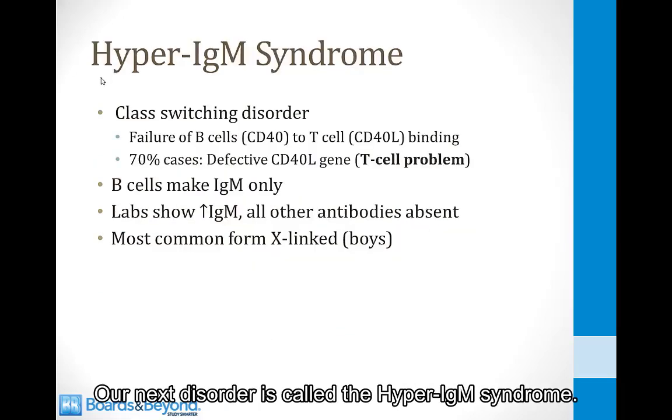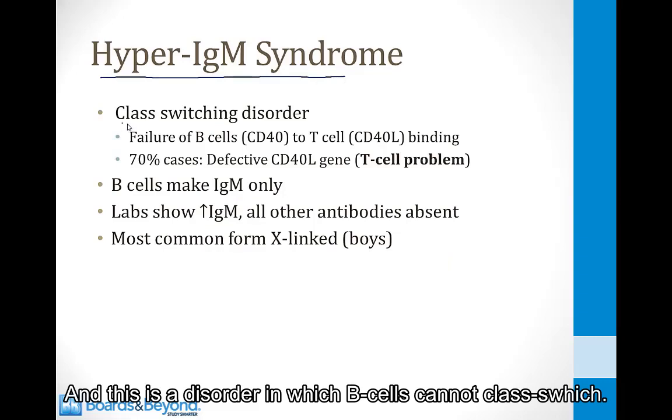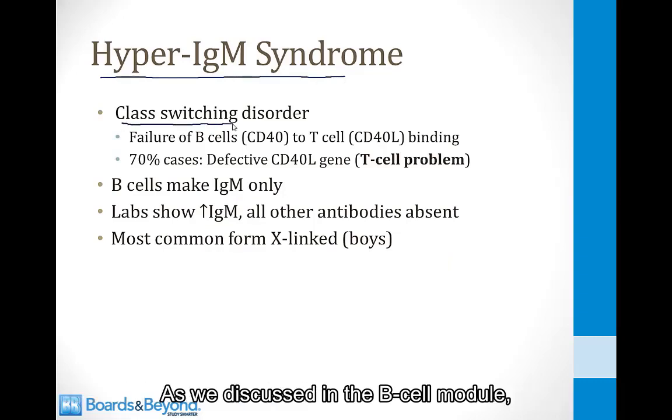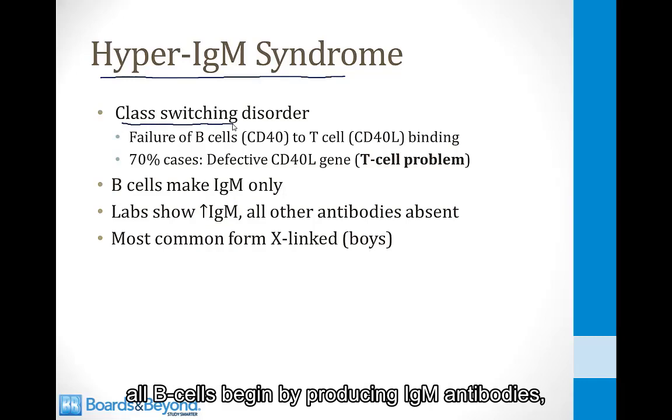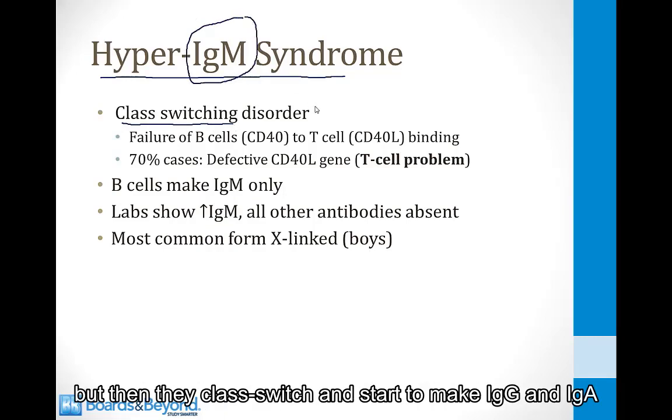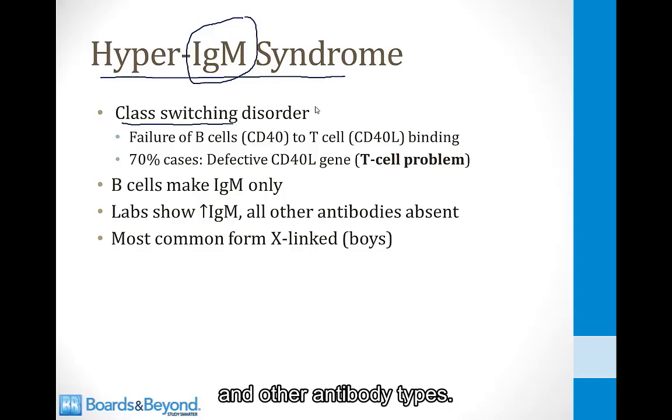Our next disorder is called the hyper-IgM syndrome, and this is a disorder in which B cells cannot class switch. As we discussed in the B cell module, all B cells begin by producing IgM antibodies, but then they class switch and start to make IgG and IgA and other antibody types. In this disorder, they can't switch, so they continue to produce IgM.